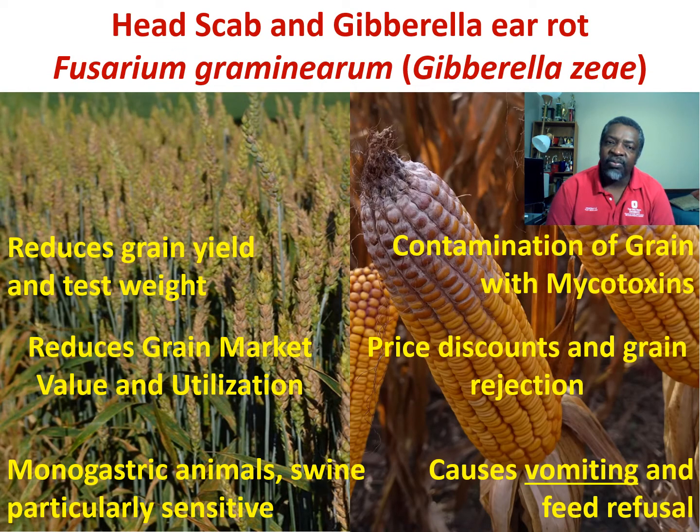In terms of the impacts of Gibberella ear rot and Fusarium head blight, both lead to grain yield and test weight reduction, contamination of grain with mycotoxins, and consequently, reduction in the market value and utilization of the crops. Grain heavily contaminated with mycotoxin may receive a lower price at the point of sale or even be rejected. In addition, a big concern is feeding contaminated grain to livestock. Monogastric animals are particularly sensitive. Swine, if consumed high levels of vomitoxin contaminated grain or feed, can experience vomiting and feed refusal, which leads to lower rate of conversion.